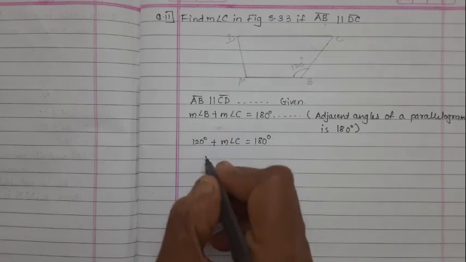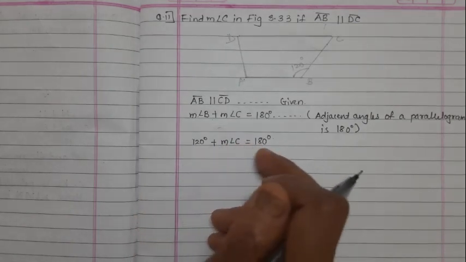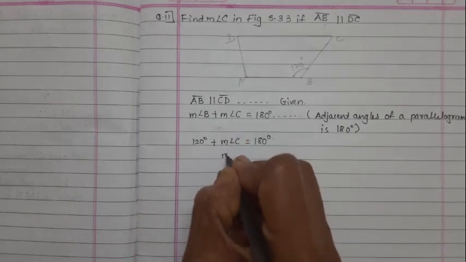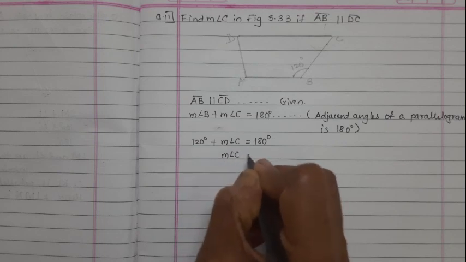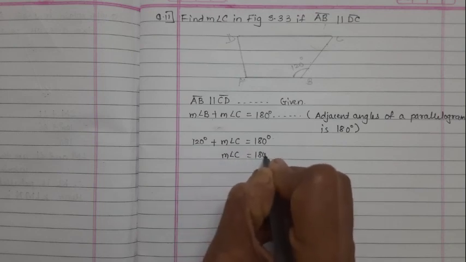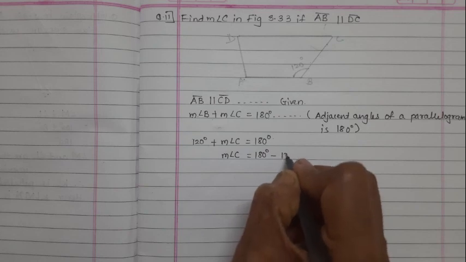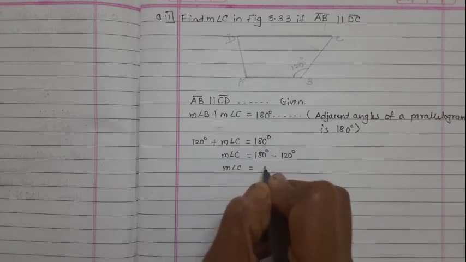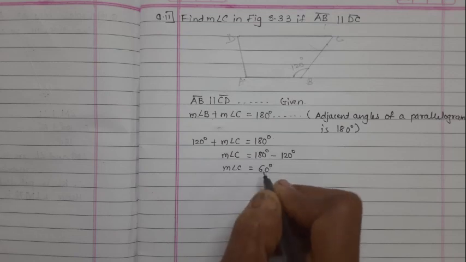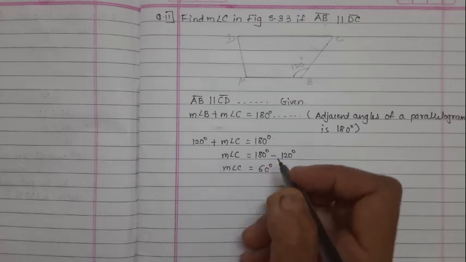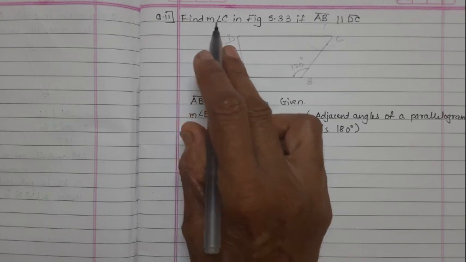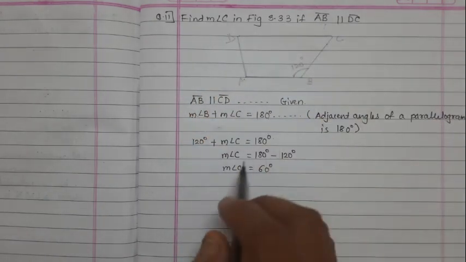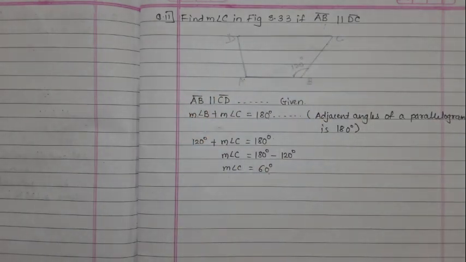So now 120 degree is here plus. If we transfer it to the right hand side, then it will become minus. So angle C is equal to 180 degree minus 120 degree. So angle C is equal to 60 degree. What is asked? Find angle C. Angle C we got 60 degree.